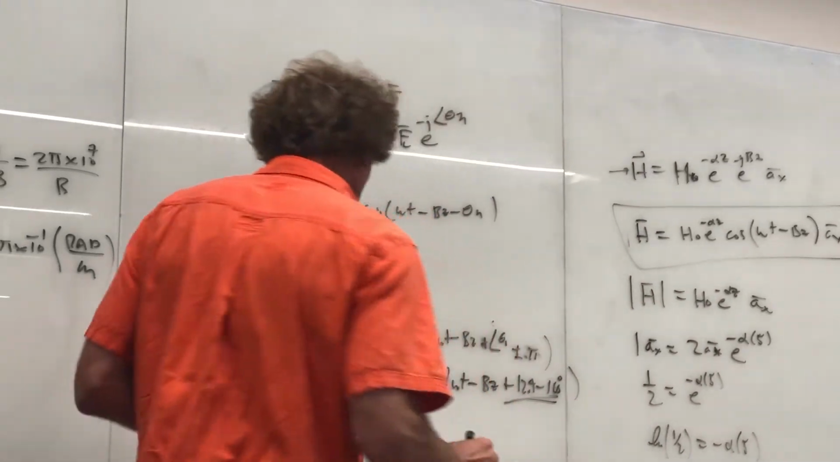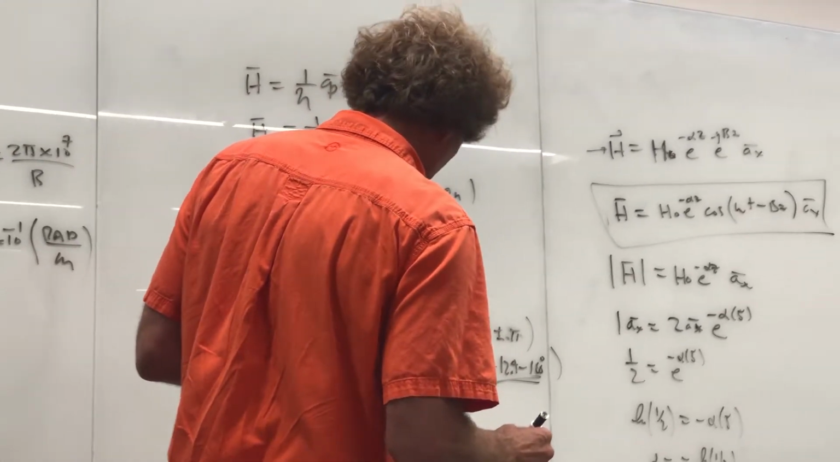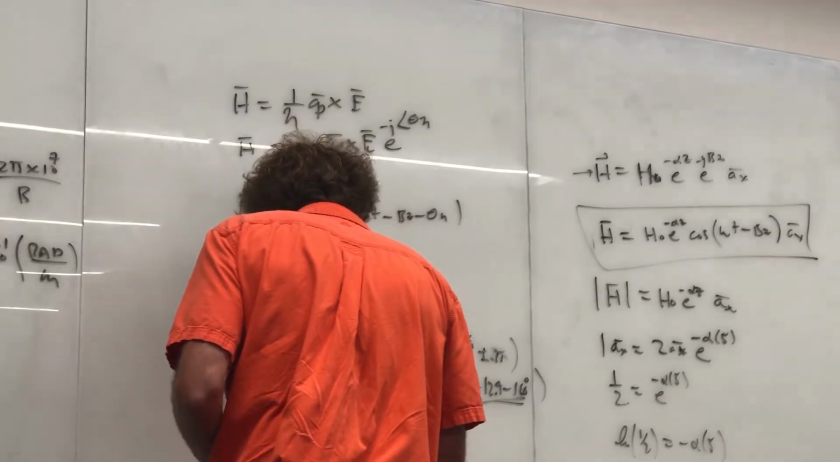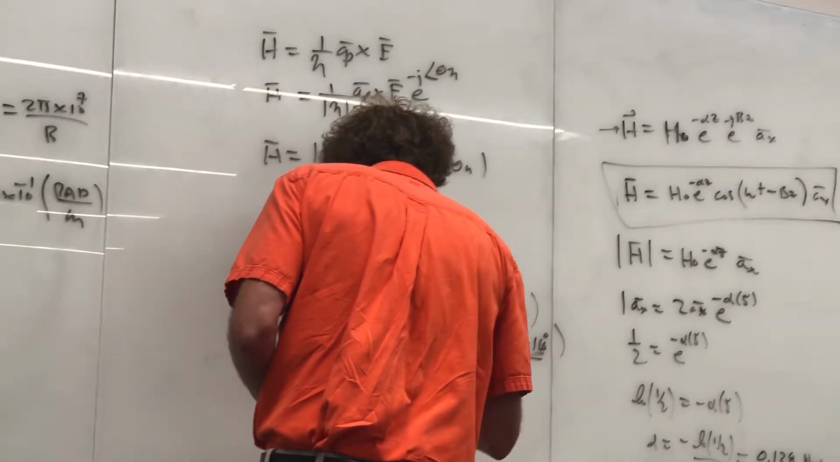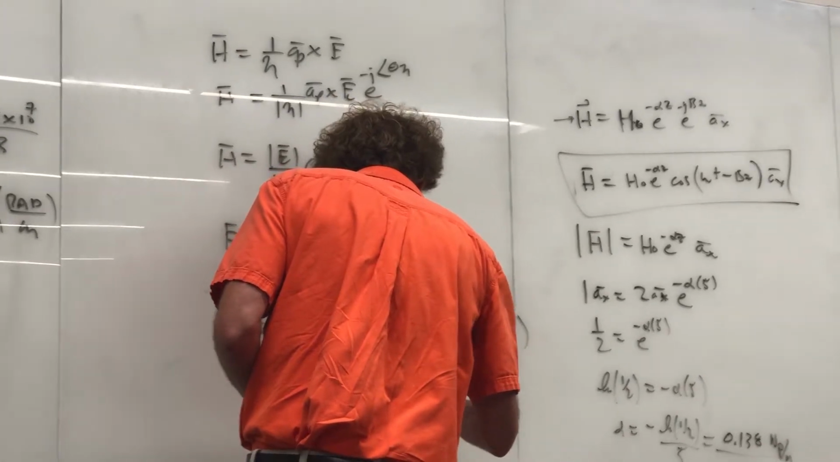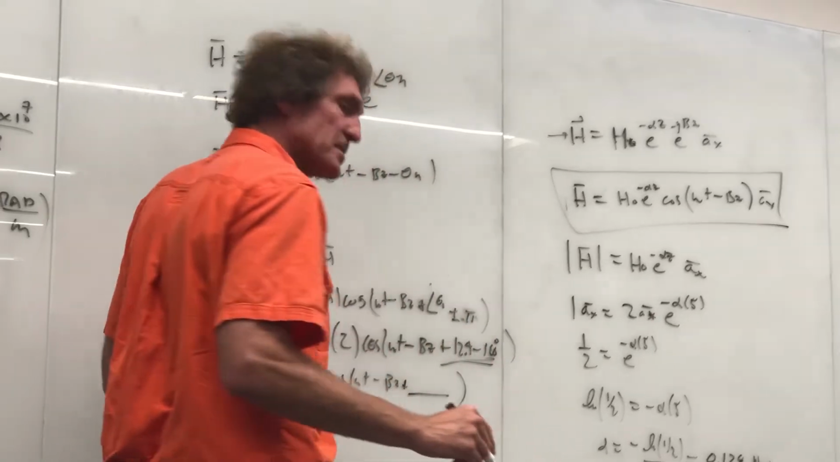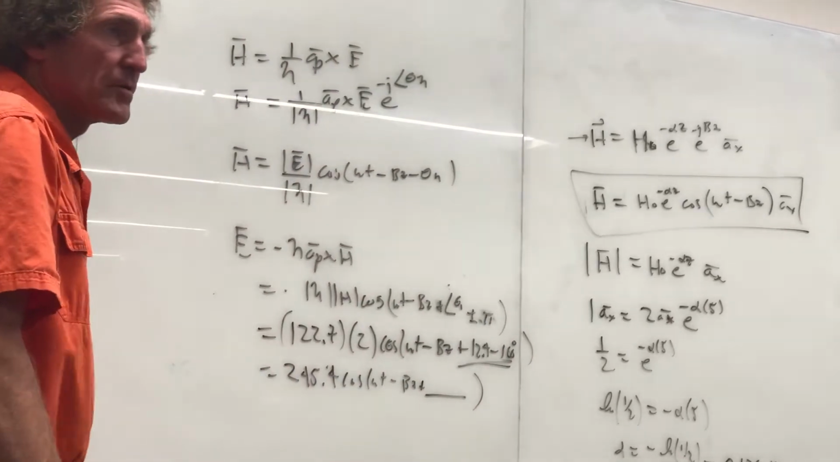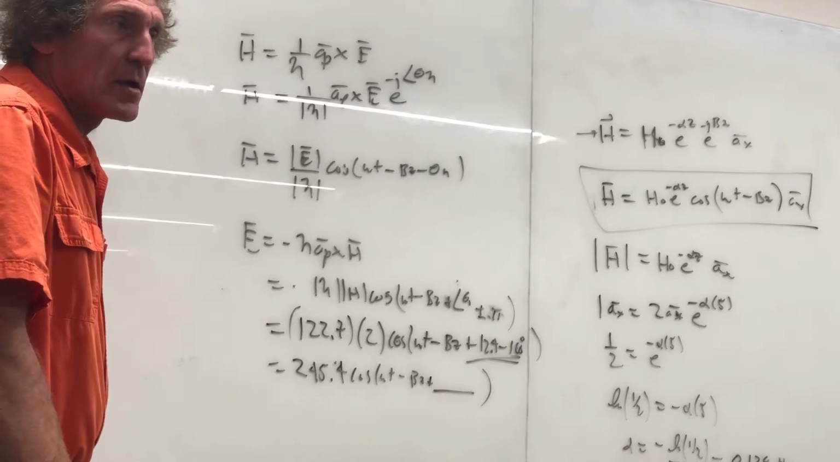So what do you get for the E field? So that's 245.4, is that right? Times cosine of omega t minus beta z plus, and that should be in radians, whatever. Does he have that? The magnitude of E? Can you see it?